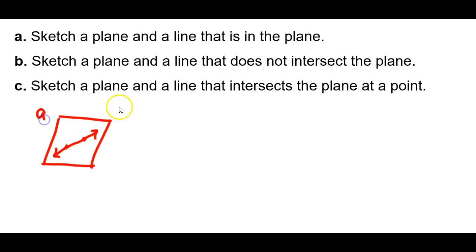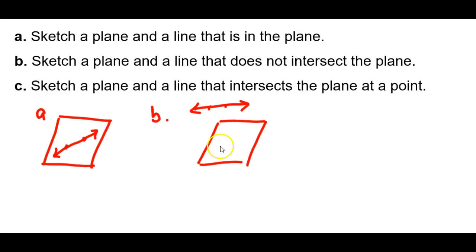So this would be part A. Now let's look at part B, a plane and a line that does not intersect the plane. Again, I have my same plane, but since this line doesn't intersect, it's going to be way out here and not actually touch my plane. So here is my plane and a line that does not intersect.